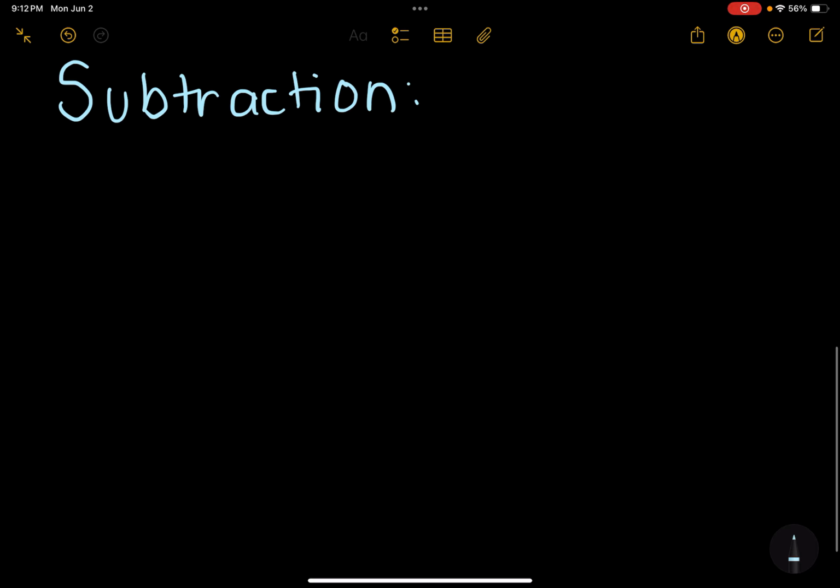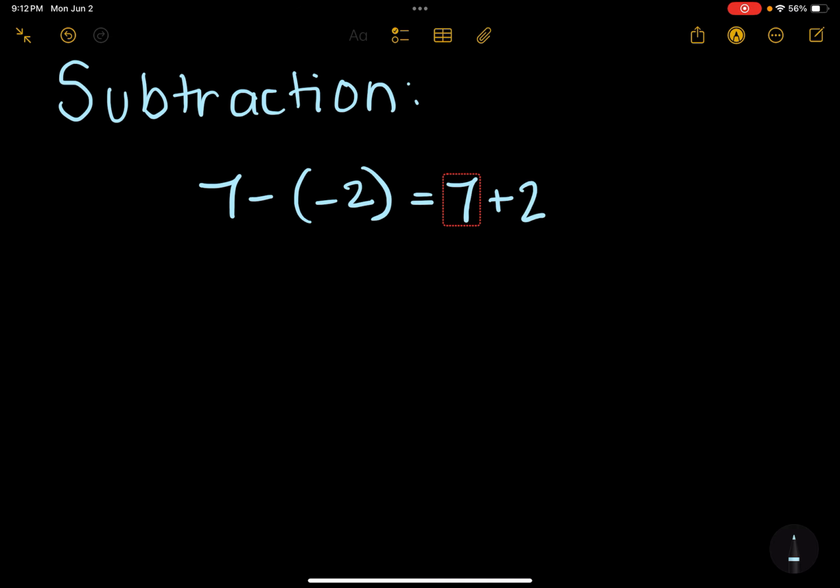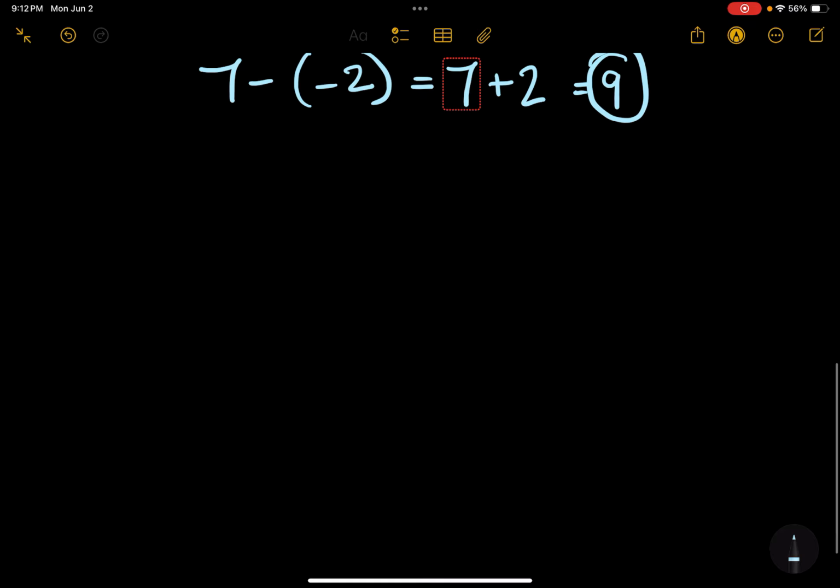So for subtraction, let's say we have 7 minus a negative 2. One rule to remember is that when you have two negative signs, it results in a positive, or the same thing but positive. So 7, the negative signs change to a positive, and then the 2. 7 plus 2 gives us a 9. So our answer is 9.